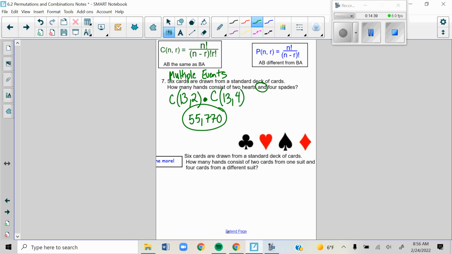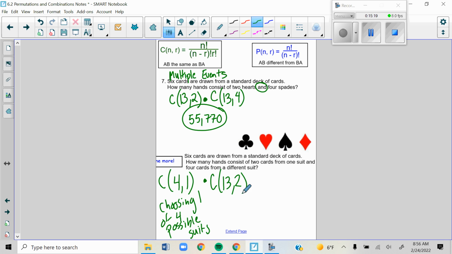Choosing a suit and then 2 cards from that suit, choosing a different suit and then choosing 4 cards from that suit. All right, so we have how many suits in a deck of cards? Well, there are 4 suits and we're choosing one of them. So think about this as choosing one of four possible suits. Okay, it's an and. Now, out of that suit, we are going to choose two cards. So that's 13 cards in that suit, doesn't matter which suit, and we are choosing two out of there.